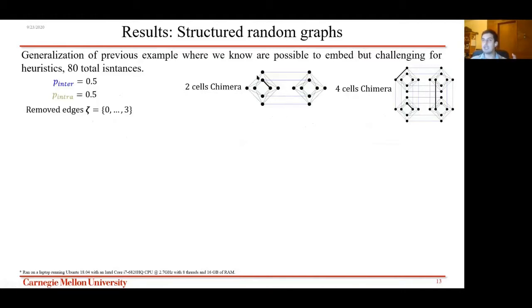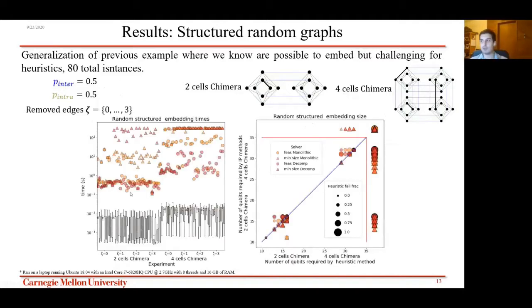Now, generalizing that example that we had, we're going to generate 80 instances just by randomly assigning probabilities to these edges of existing and then collapsing from 0 to 3 of these edges just to make sure that these are possible to embed into Chimera embeddings. And here we show the following graphs. So in this axis, we have all the experiments, 2 cells Chimera, 4 cells Chimera, with 0, 1, 2, and 3 edges being collapsed. We see these box plots are 1,000 runs of the heuristic.